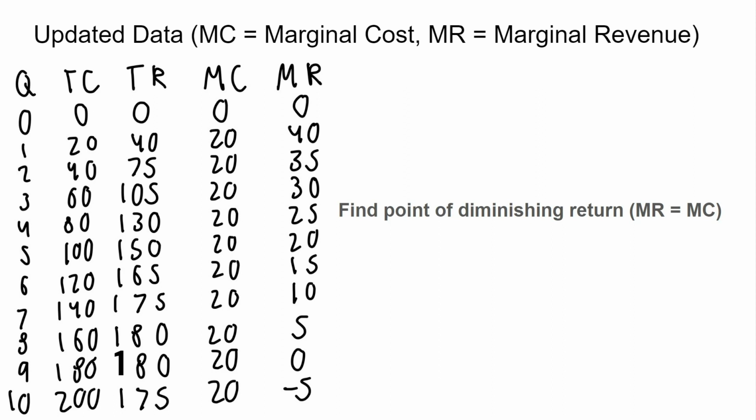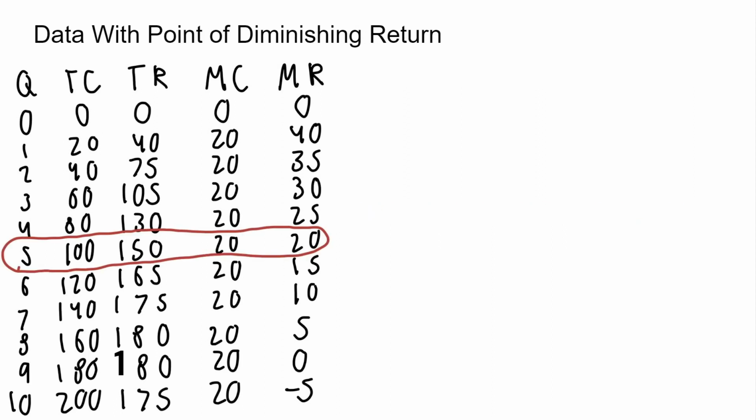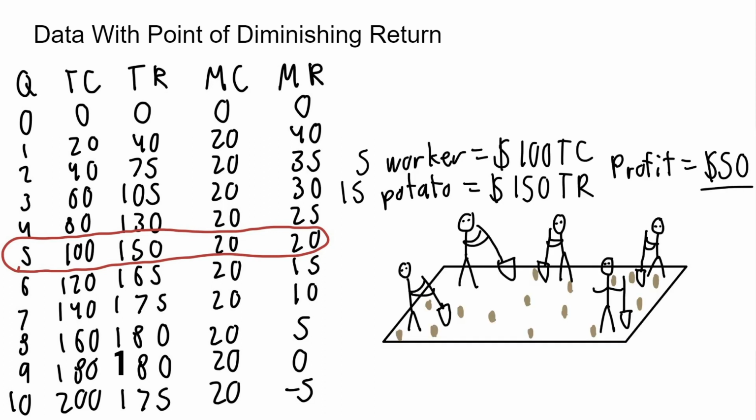We now need to find the point of diminishing return, which occurs where the marginal revenue is equal to marginal cost. We can see this occurs at quantity 5. Past this point, marginal cost is greater than marginal revenue, meaning the worker produces less value than the amount they're paid. This means McDonald's should hire 5 workers to work their field to maximize profit.